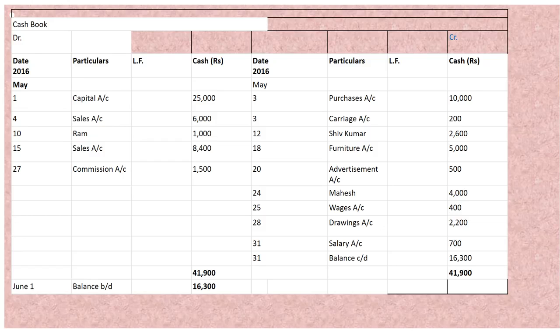On May 3rd, bought goods for cash, that means 10,000. Bought goods for cash means we include purchases account here, isn't it so? So it will be purchases account debited to cash account. So we will write May 3rd, by purchases account with rupees 10,000.